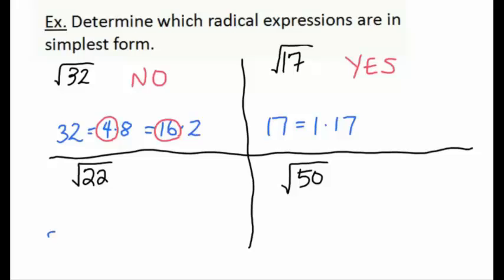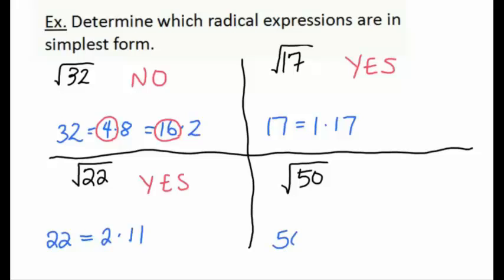For the number 22, besides 1 times 22, there's only one other way to write the number 22, and that's 2 times 11. Neither of these numbers are perfect squares, so we would say that square root of 22 is in simplest form. We can't simplify this one any further.